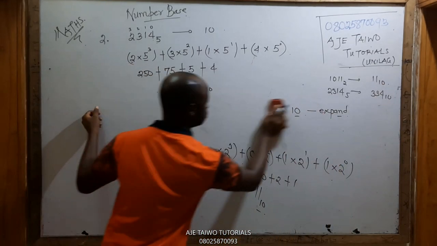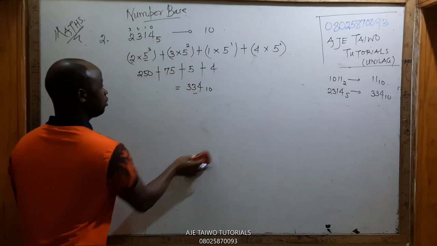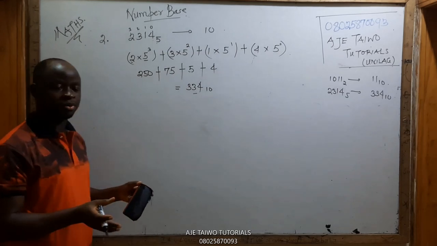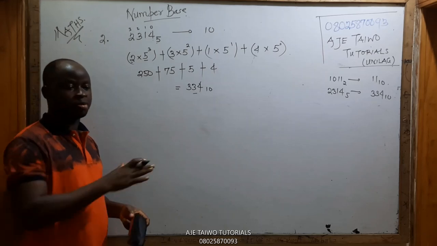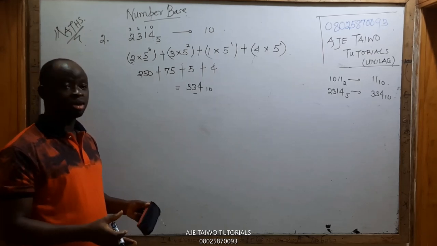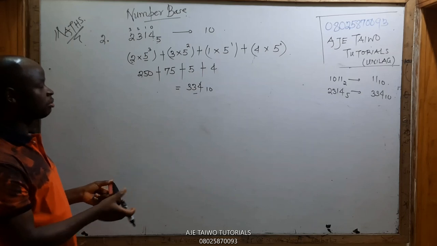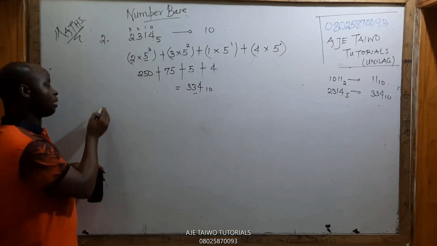Look at this question, buddy. You can always rewind this. If I'm too fast, you can always just go back, replay me again, and so on. It's just a common thing, number base. Everybody knows number base. So let's go to question three.